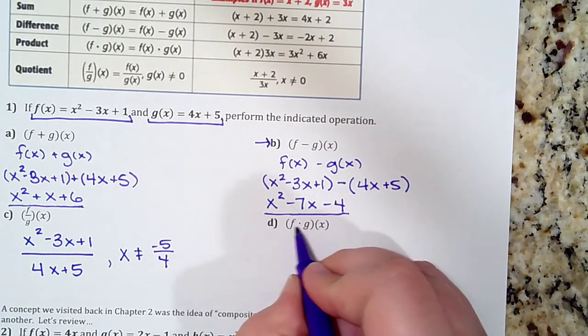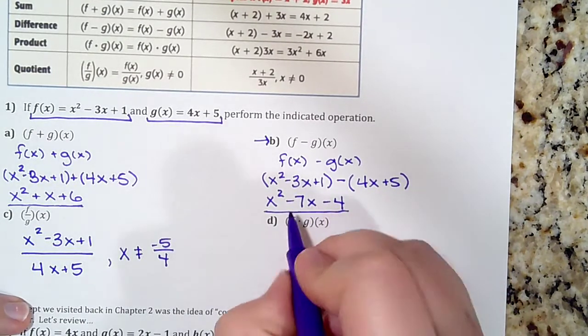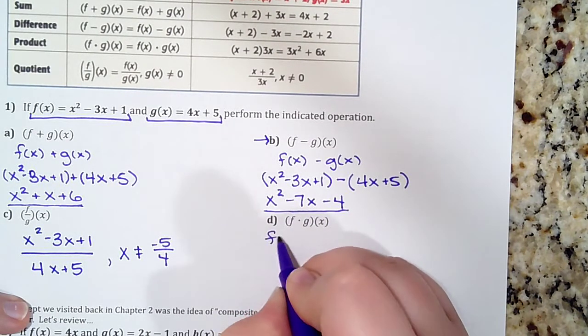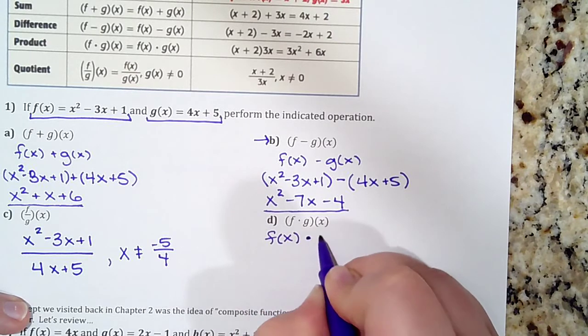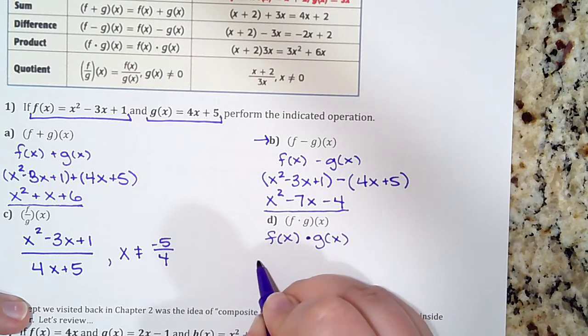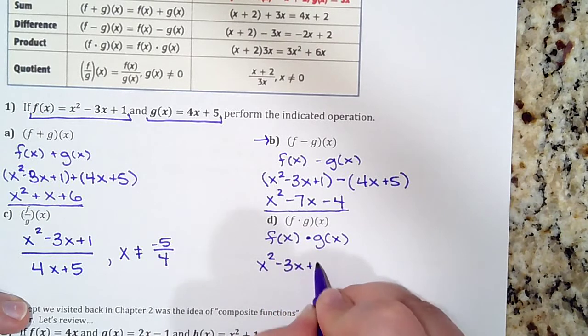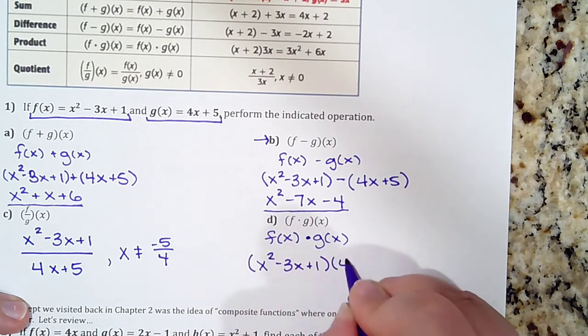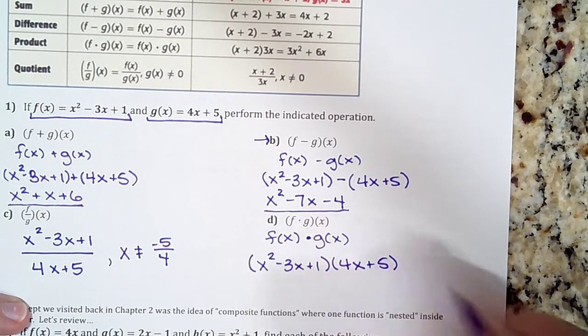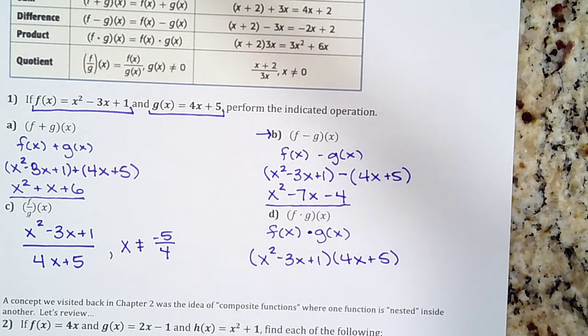All right, and then f times g of x, multiply them separately. F of x times g of x is the same thing as x squared minus 3x plus 1 times 4x plus 5. And same thing with the last one. I'm not going to simplify this for the sake of time. However, you do know how to multiply trinomials by binomials. So if you want to go ahead and simplify that for your notes, probably wouldn't be the worst idea.